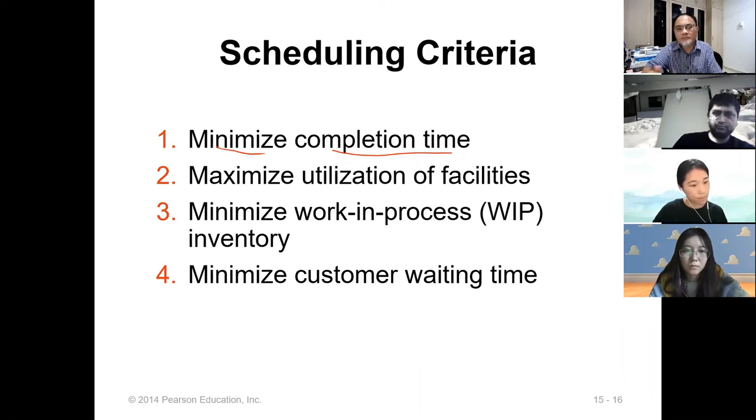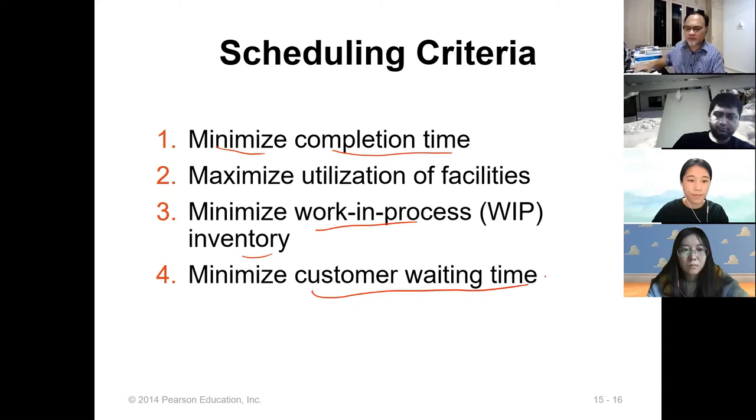Work in process: minimize work in process inventory. I've already mentioned a little bit just now. You know, 8 jobs come in, only 2 jobs completed. So the remainder are actually work in process in the system. So it's not going out. There's no throughput. And minimize customer waiting time. So customers have certain requirements.